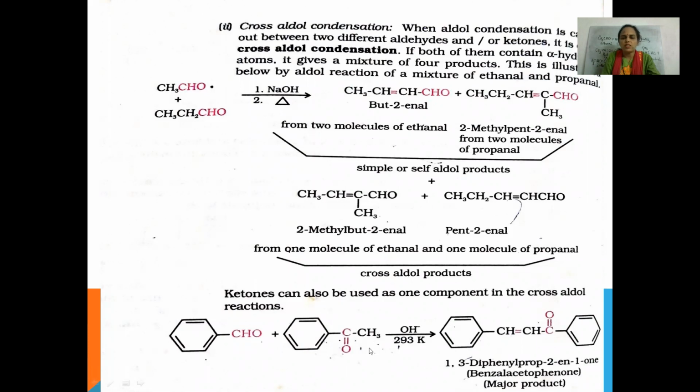So here, since only one molecule is having an alpha hydrogen atom on it, it results in the formation of the product, that is 1,3-diphenylprop-2-en-1-one. Hope it's clear.